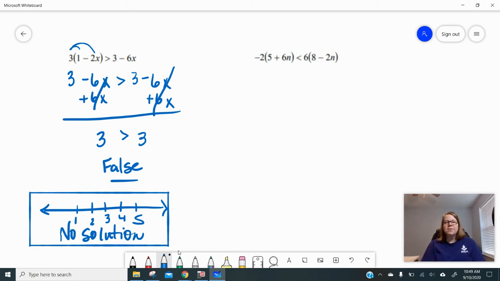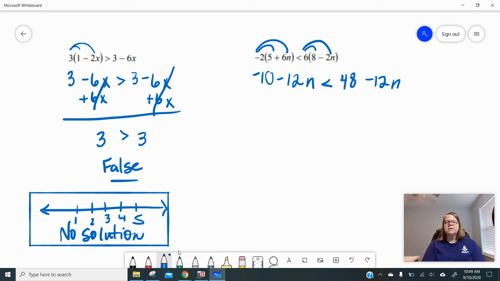So let's try another one, see if it's the same or different. What do you think? I see parentheses here, so I'm going to start with that. So -2 times 5 is -10. Negative 2 times 6 is negative 12, and that has an n on it. And then I'm going to bring down the less than and distribute here. 6 times 8 is 48. 6 times negative 2, that's negative 12, and that has an n on it. So we'll put that down.